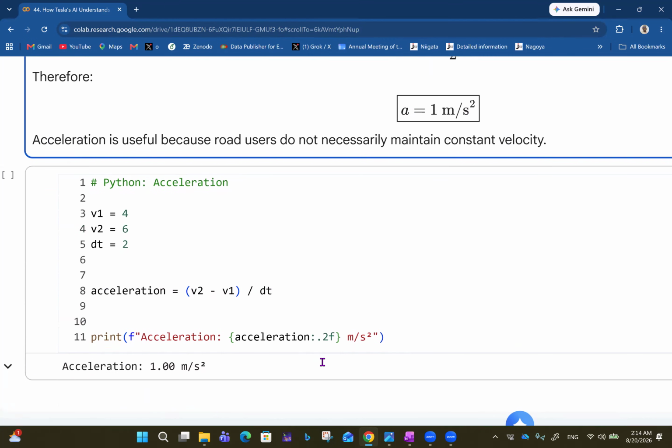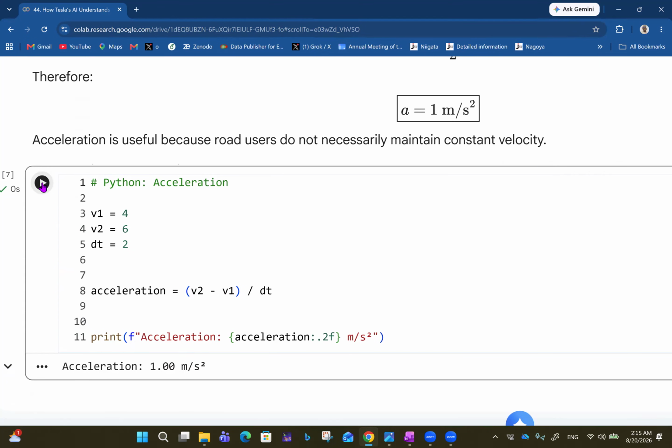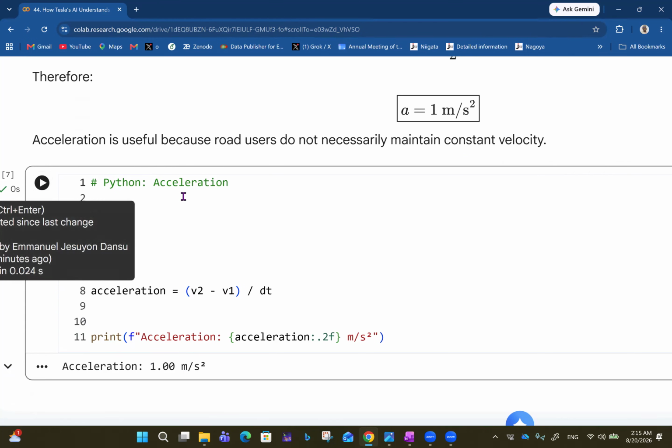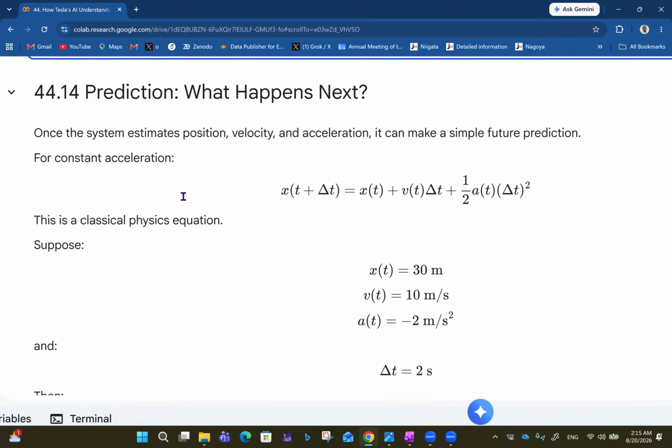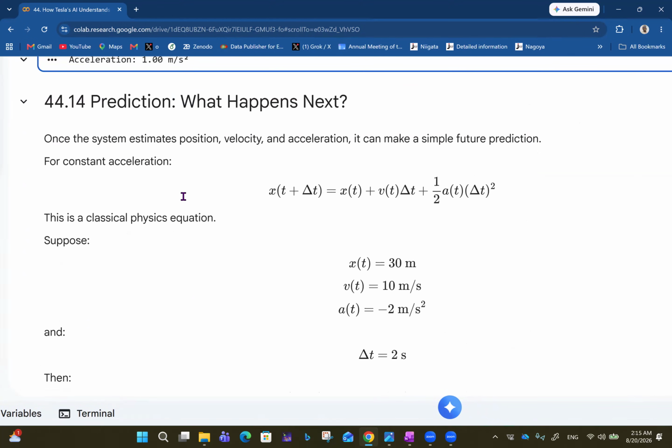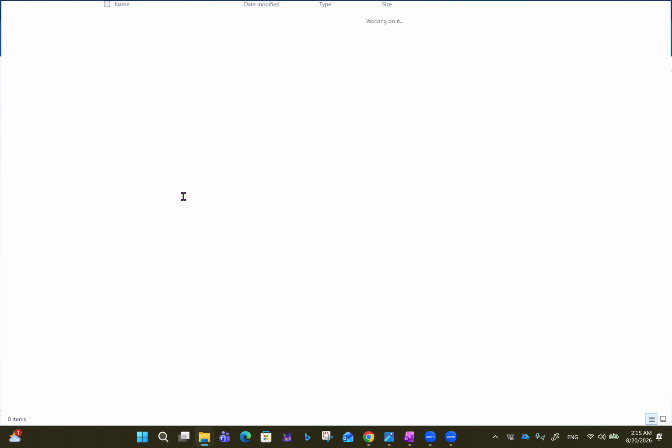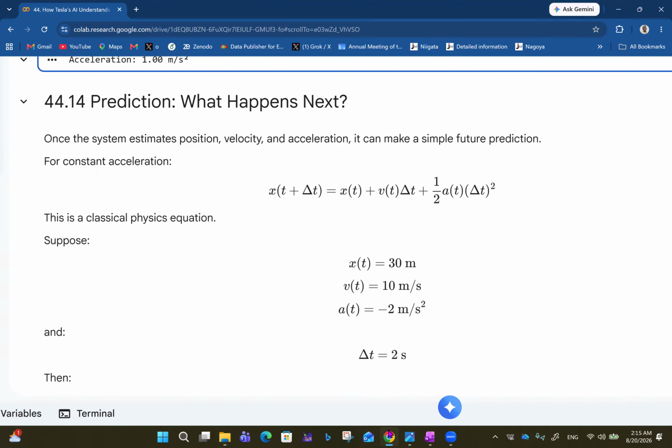So because velocities change, it is important to track the change in velocity. Acceleration gives us how velocity is changing over time. And then we talk about prediction and what happens next. Having all this information also helps the self-driving car predict what's happening.